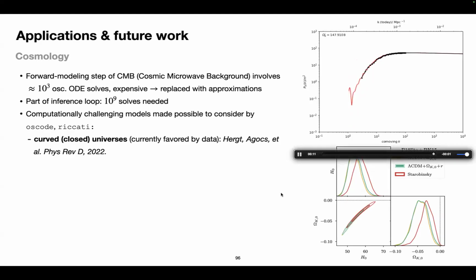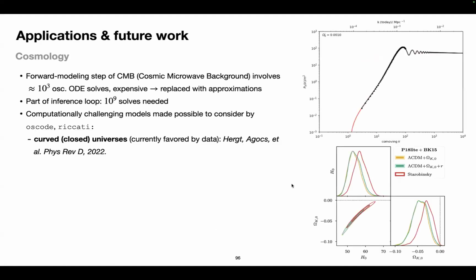And you see that actually predictions of certain cosmological parameters that I'm plotting here in this kind of corner plot shift if you use different models. So this red thing called Starobinsky is a closed universe model, and you see that it predicts a different number for H naught, which is the Hubble parameter, and it parameterizes the expansion rate of the universe. So these things have physical consequences.